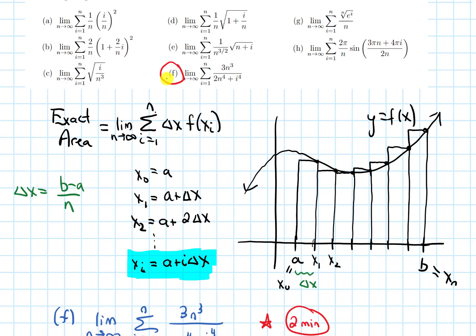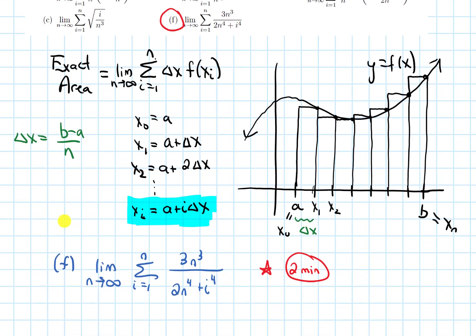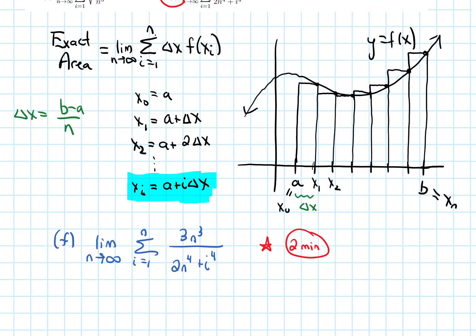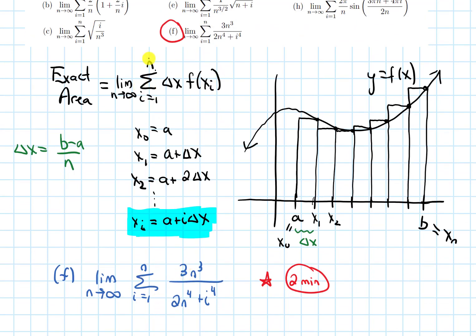Now I want to do part F as a practice problem. This is going to be a step up in difficulty from the ones that we did last time. I have this limit of this sum. I want to first give you 2 minutes to try this. It's almost definitely not going to be enough time to finish the question. I just want you to think about how this compares to my general formula for the exact area, and see if you can start to think about what it would take to put it in that form. What is going to match up with what? So pause the video for 2 minutes to try it.